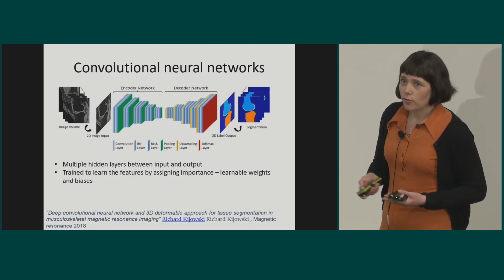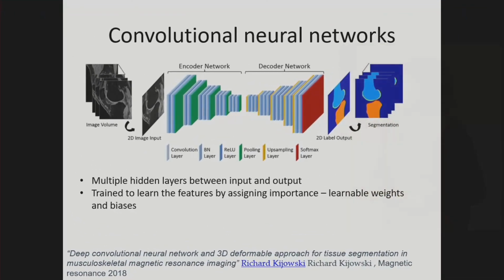A convolutional neural network has an input and an output and several hidden layers, and you train it. You need labelled data to train your network, and then you need a test data set to test your network. So this was one that was done with a knee MRI, and you can see the segmentation coming out on the right.